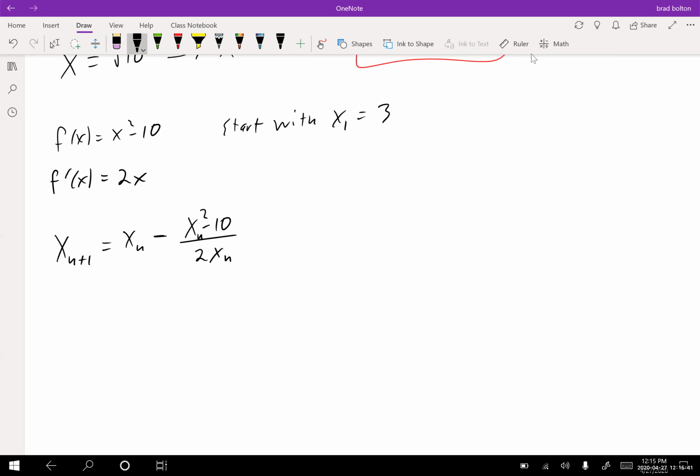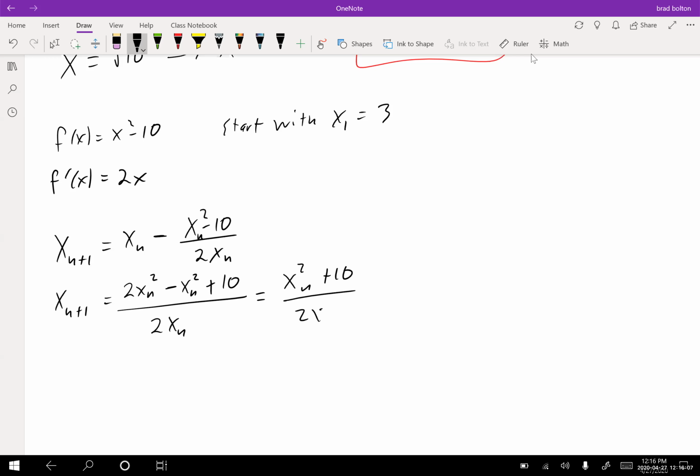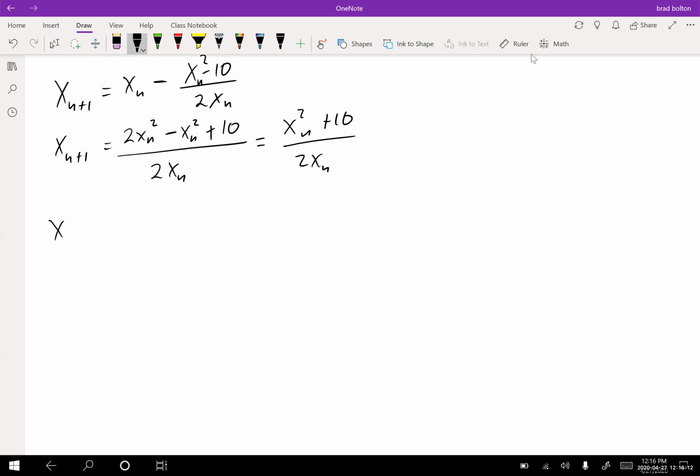Okay, so now let's clean up. This would be 2 x sub n squared minus x sub n squared minus 10. No, it'd be plus 10 because we have to distribute the minus. So in reality, this is x sub n squared plus 10 over 2 x sub n. I just made common denominators again to make my work a little easier. So now we're going to say x sub 1 is equal to 3, because that's a good starting point. Now we're going to do x sub 2.